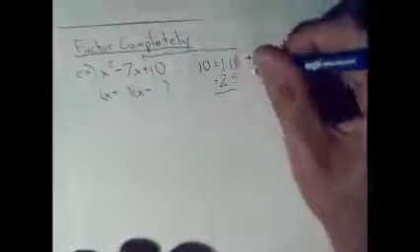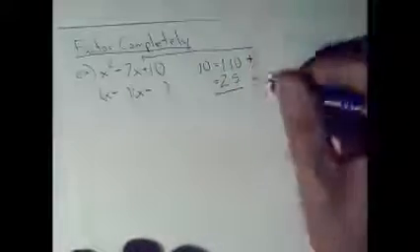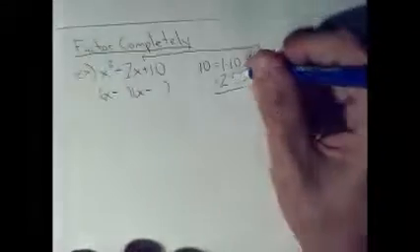1 plus 10 is 11. 2 plus 5 is 7. And we look at that 7 matches my middle term. There's my 2 and 5.